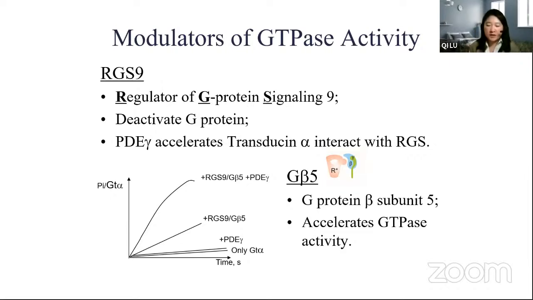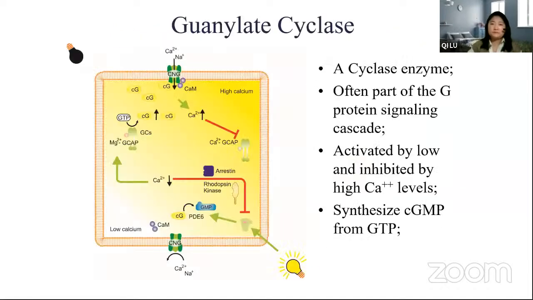So the G protein plays several roles. It can bind to the G protein coupled receptor, and it can activate downstream targets like PDE6, and in itself it also has GTPase enzyme activity. And this activity can be accelerated or promoted by PDE gamma, by RGS9, and the beta subunit.